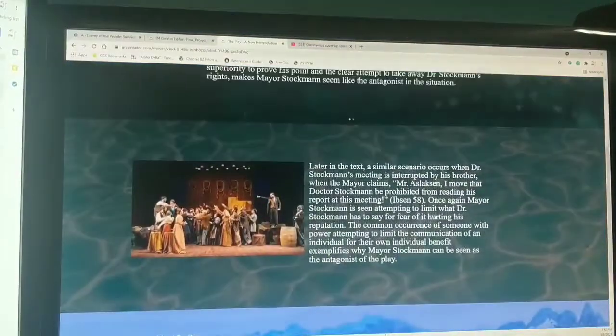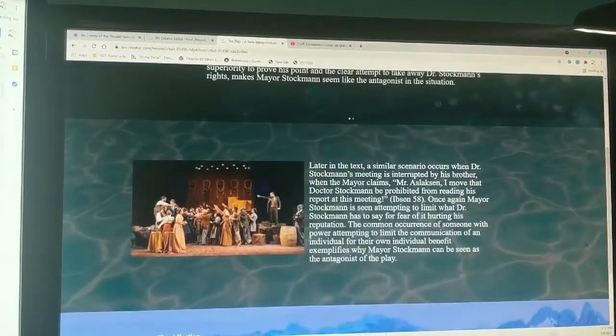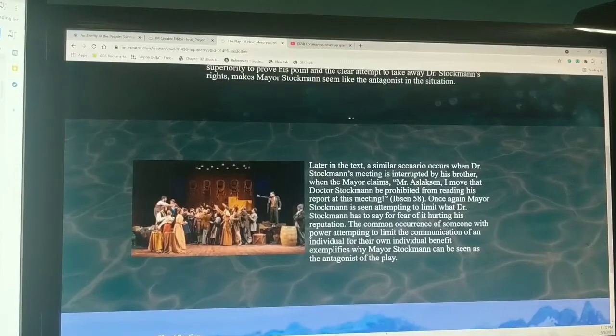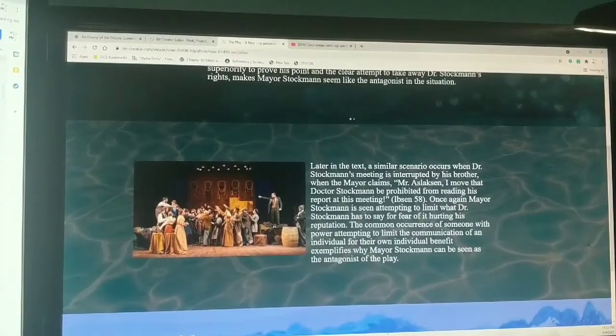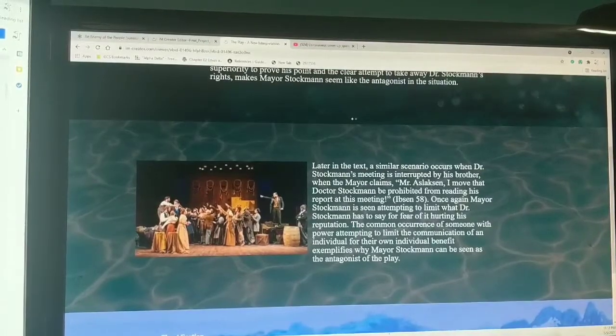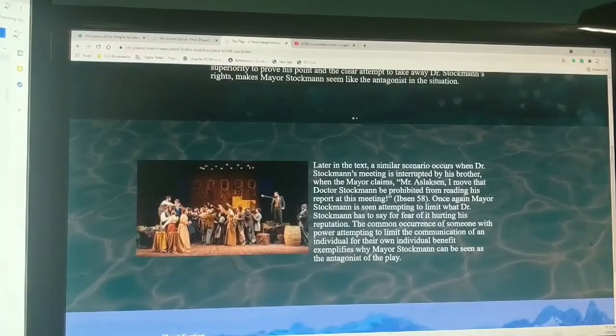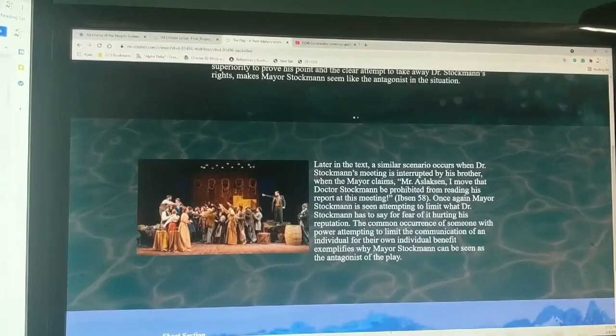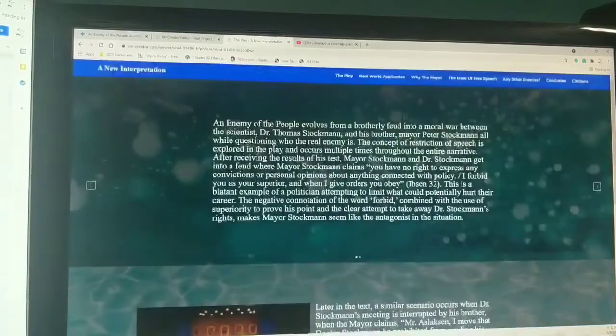Later in the text, a similar scenario occurs when Dr. Stockman's meeting is interrupted by his brother, when the mayor claims, "Mr. Alaskan, I move that this Dr. Stockman be prohibited from reading his report at this meeting." Once again, Mayor Stockman is seen attempting to limit what Dr. Stockman has to say for fear of it hurting his reputation. The common occurrence of someone with power attempting to limit the communication of an individual for their own benefit exemplifies why Mayor Stockman can be seen as the antagonist of the play.